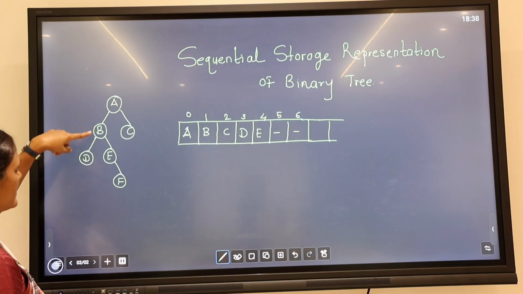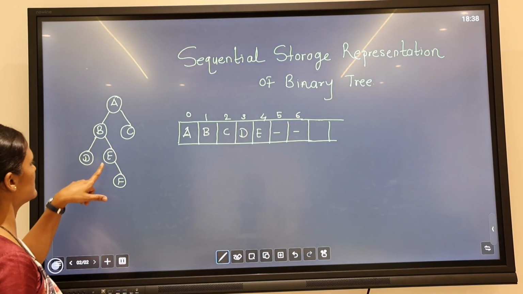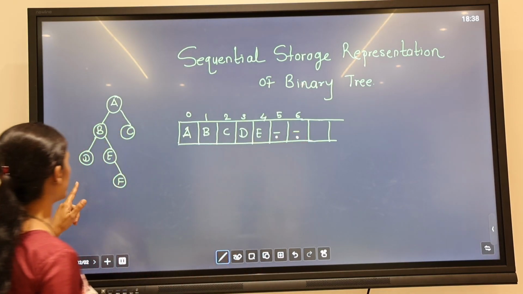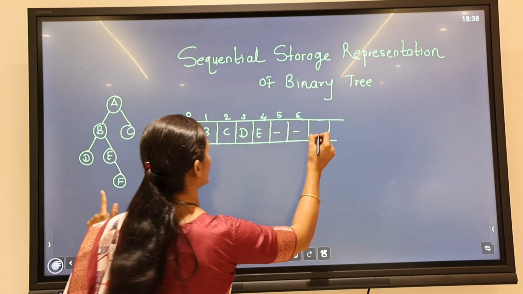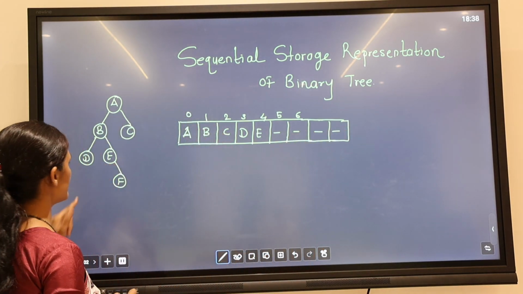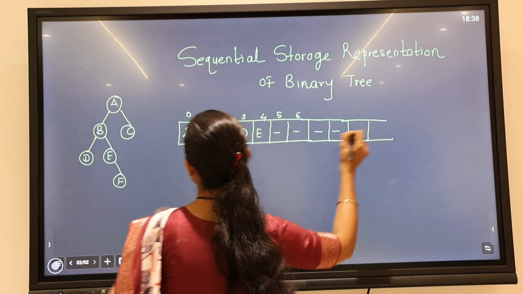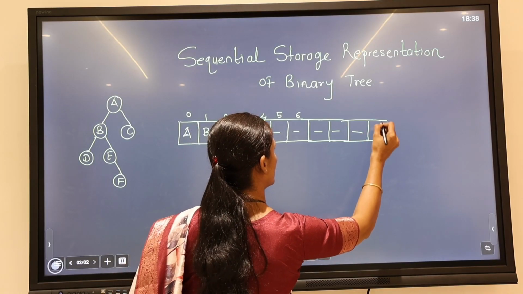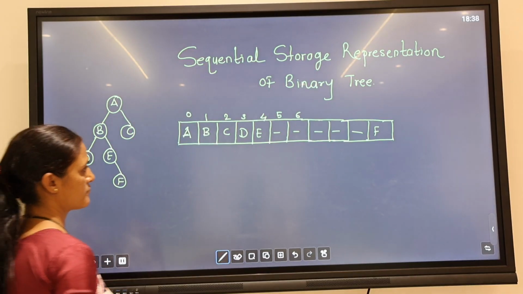So A, its children are B and C. After B, there is node D, node E. C has no left child as well as no right child. Then there is turn of node D. Again D has no left child as well as no right child. Node E has no left child, and there is turn of right child of node E.